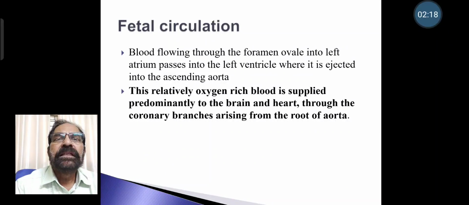Blood flowing through the foramen ovale into the left atrium passes into left ventricle where it is ejected into ascending aorta. This relatively oxygen-rich blood is supplied predominantly to the brain and heart through the coronary branches arising from the root of aorta.